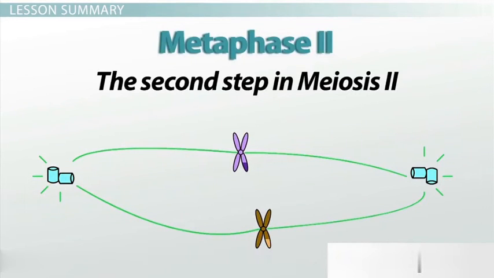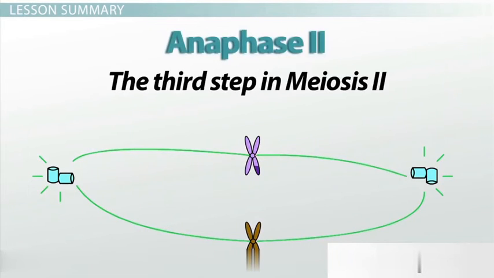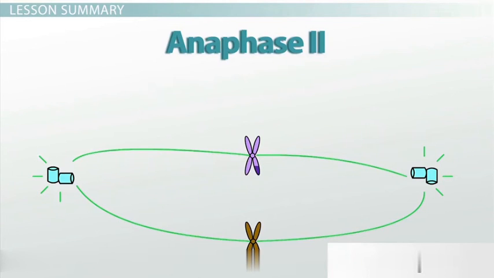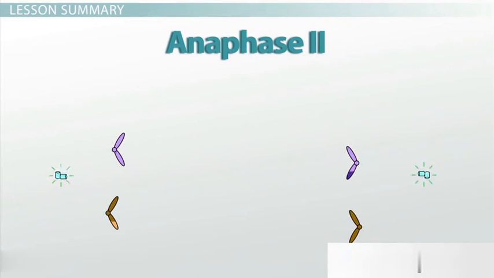Metaphase 2 is the second step in meiosis 2. By metaphase 2, each chromosome is aligned at the metaphase plate. Anaphase 2 is the third step in meiosis 2. During anaphase 2, the physical connection between sister chromatids is broken, allowing them to move toward the spindle poles.